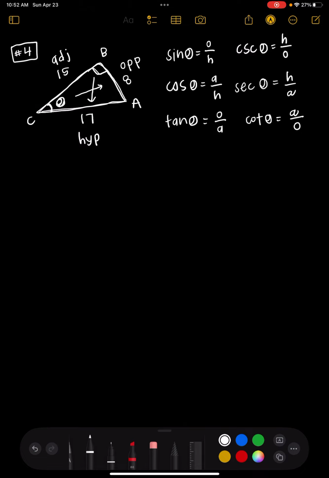Okay, so now let's start with our ratios. We've got sine of theta, or in fact, let's not use theta. We're going to use angle C. It doesn't really matter because they're both just variables, but so sine of C we know is opposite over hypotenuse. My opposite side is 8. My hypotenuse side is 17. That won't simplify, so my sine of C is just 8 over 17.